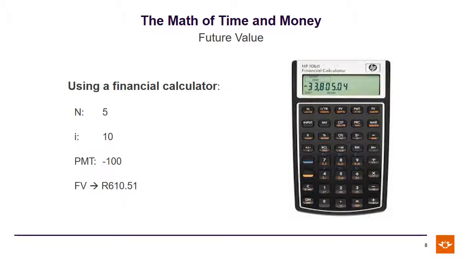And to make your life really easy, and I would very much recommend this, using your financial calculator, input n equals 5, I/Y equals 10, PMT equals minus 100, and with a click of a button, your future value falls out at 610 Rand and 51 cents.